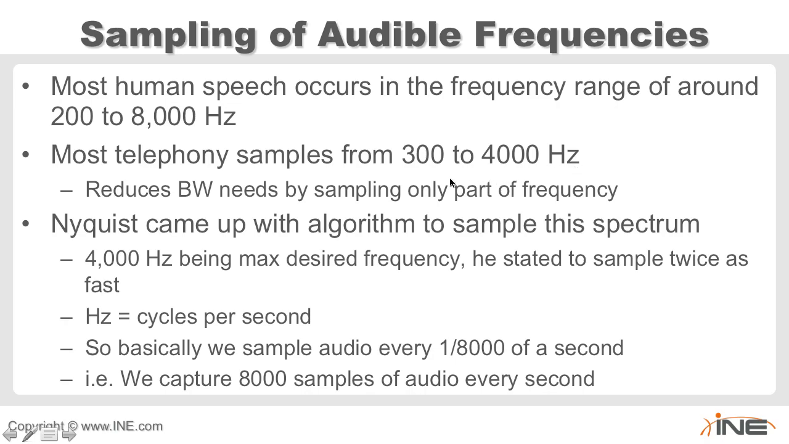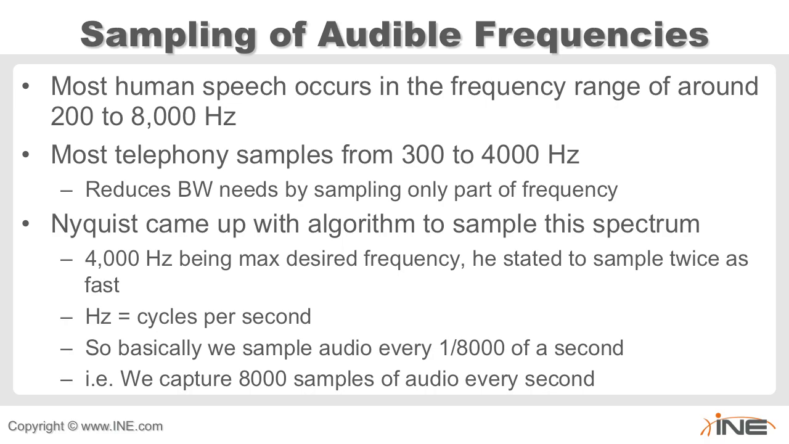So why doesn't it? Well, we reduce the bandwidth that we need to transmit this, even over analog or digital circuits, by sampling only part of the frequency. And since it only sampled part of the frequency, Nyquist came up with an algorithm, I think his name was Harry Nyquist, that allowed us to sample this spectrum of audio frequency. Since 4,000 hertz was the max desired frequency, he stated that we should sample it twice as fast.